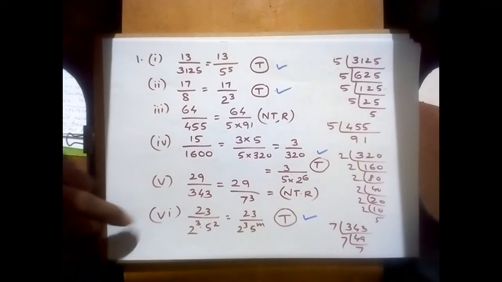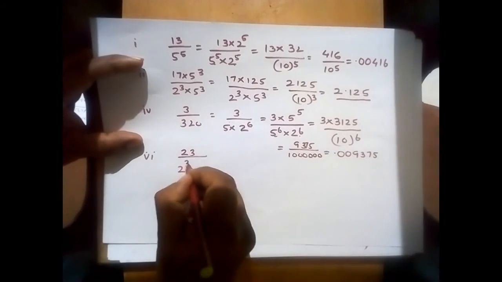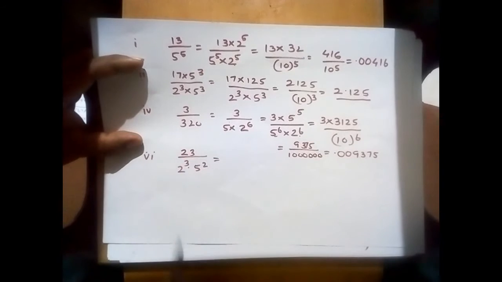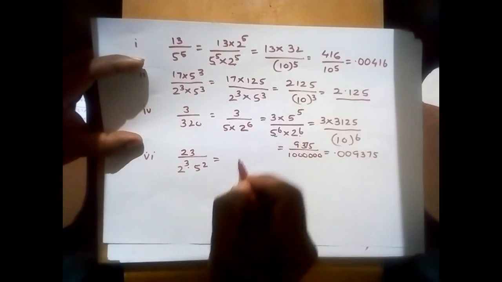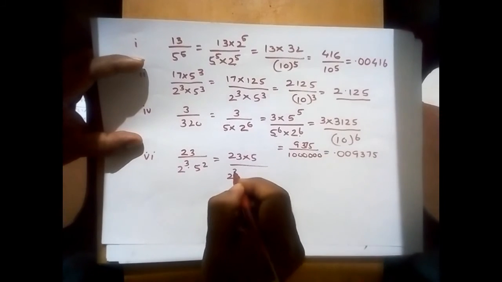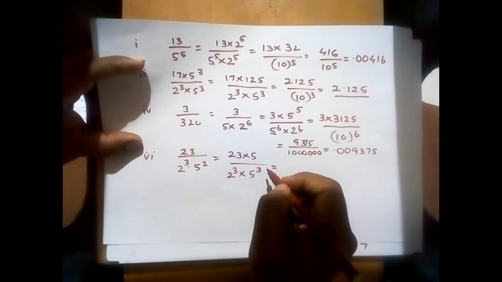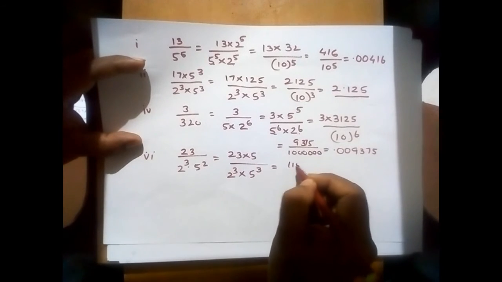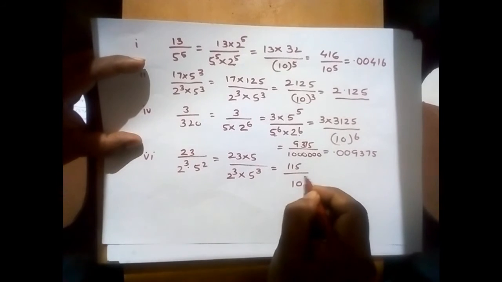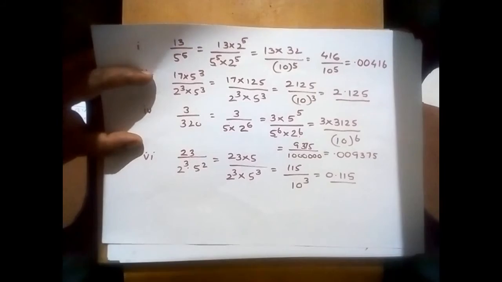Now sixth one, 23 divided by 2 raised to 3 into 5 raised to 2. Here we have 3 2's but only 2 5's. So we have to multiply with one 5 here, so that the denominator becomes 2 raised to 3 into 5 raised to 3. So this is equal to 23 into 5. 23 into 5 equal to 115 divided by 10 raised to 3, which is equal to 0.115. Okay, now sixth is over.